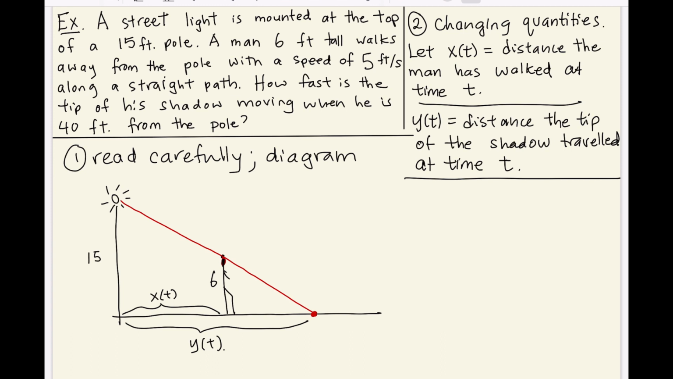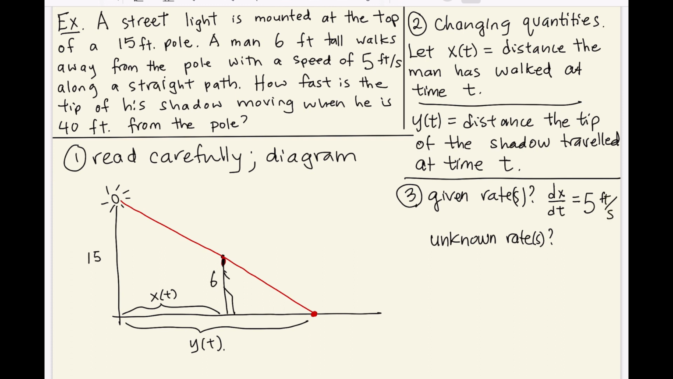So in this question, the third thing we want to do is think about what rates were given and which rates are unknown, which we are being asked for. So going back to the question, we were told that he was walking with a speed of 5 feet per second. So this is clearly a rate. We have the quotient here. And using our notation, that would be equal to dx dt. That's the rate of change of the man. So that is 5.